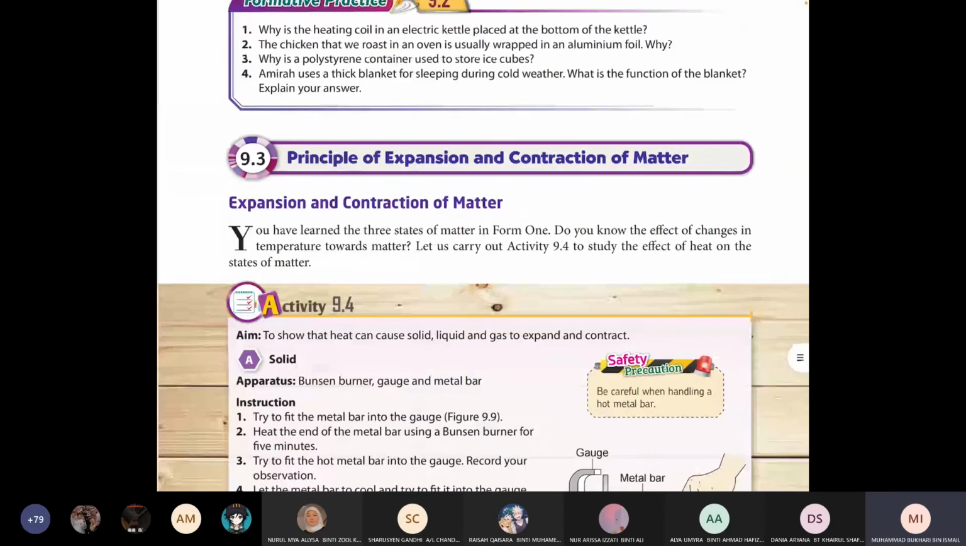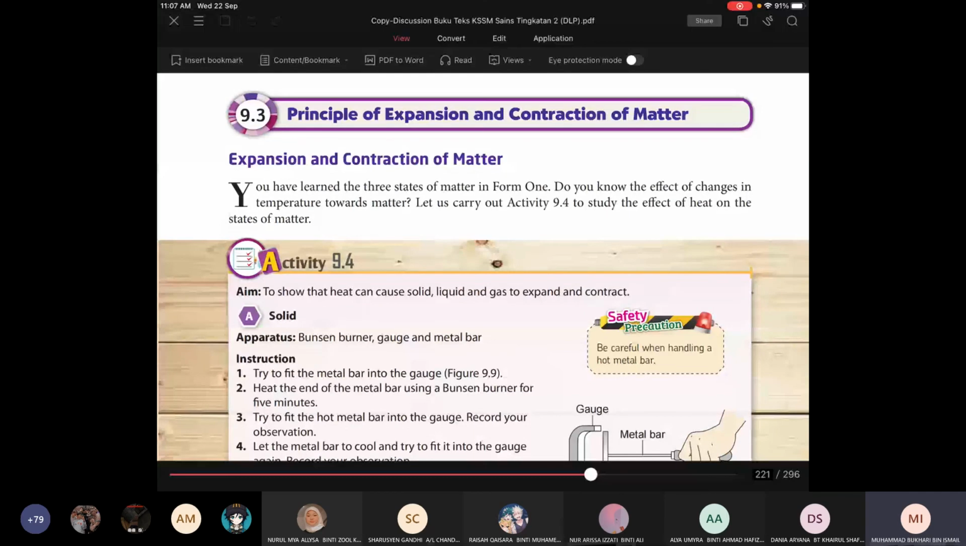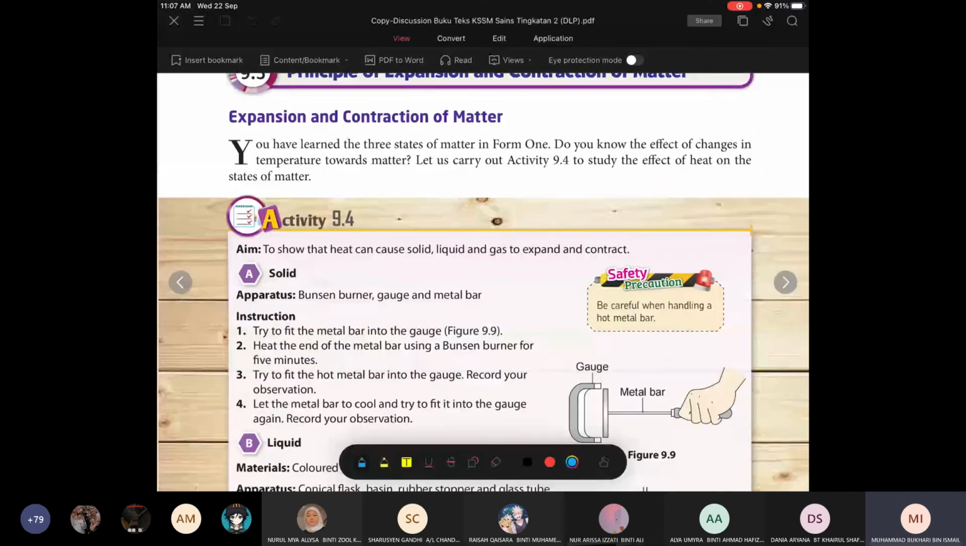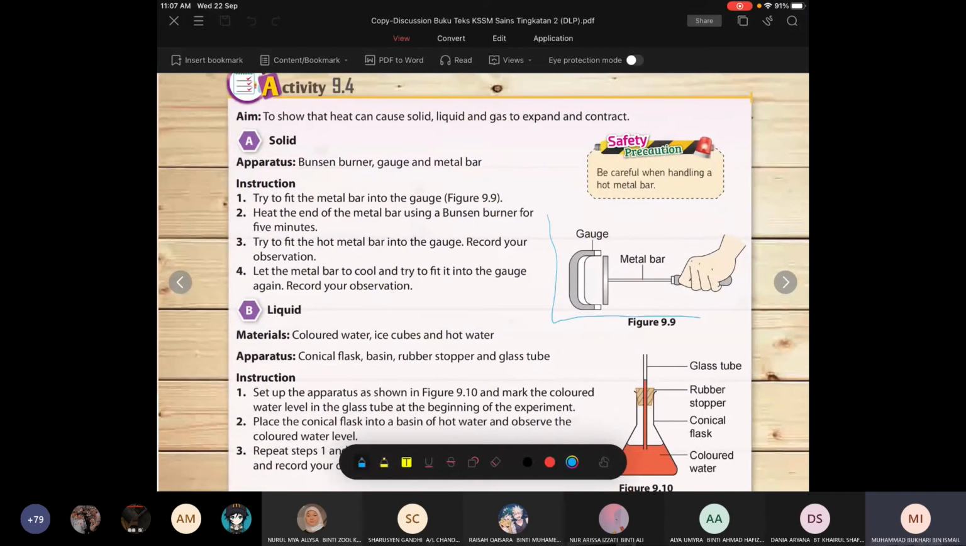Okay, this is the topic today: the principle of expansion and contraction of matter. Okay, this is the experiment that you are supposed to do in the lab.